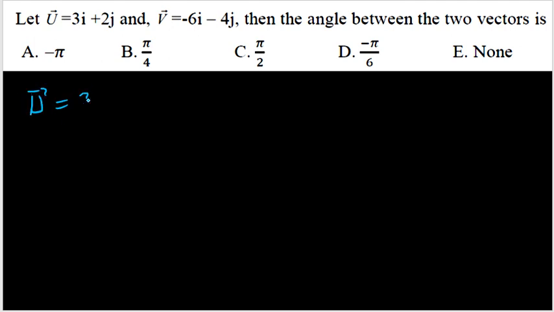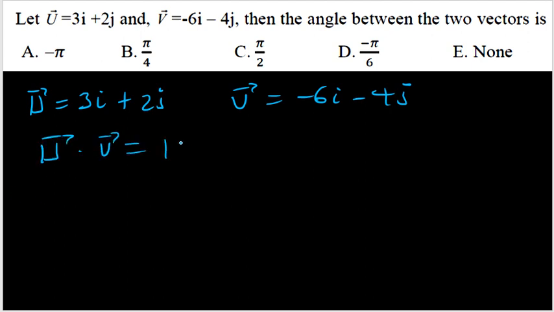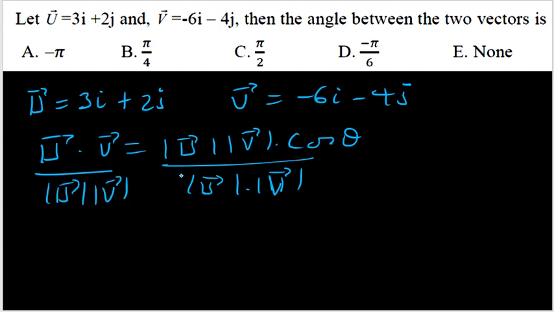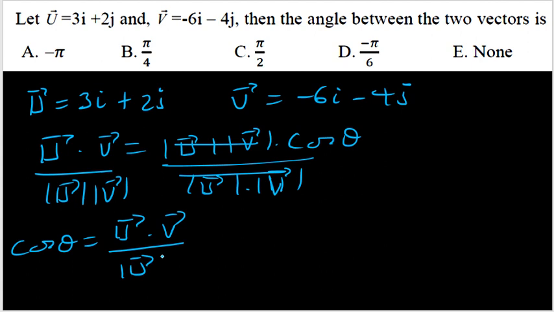Next question. Vector u is given 3i plus 2j, and vector v is negative 6i minus 4j. Then what's the angle between the two vectors? u dot v is the same as magnitude of u times magnitude of v times cosine of theta. If you divide both sides by magnitude of u times magnitude of v, this will cancel out, so cos theta will be u dot v over magnitude of u times magnitude of v.